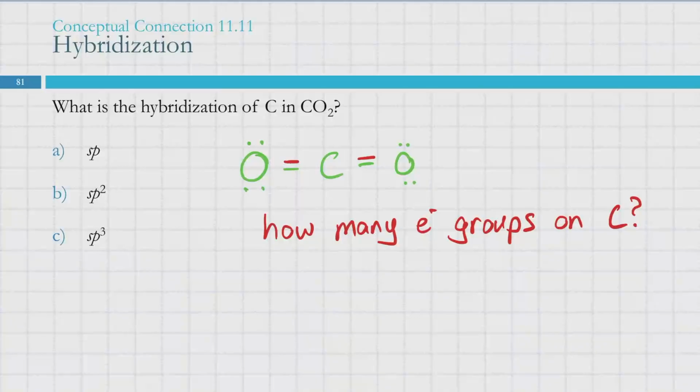Our options range from 1 to 6. That's the maximum amount that we've seen so far. What things are on carbon? What electron-related things are touching carbon? Double bonds. How many double bonds? 2 double bonds.